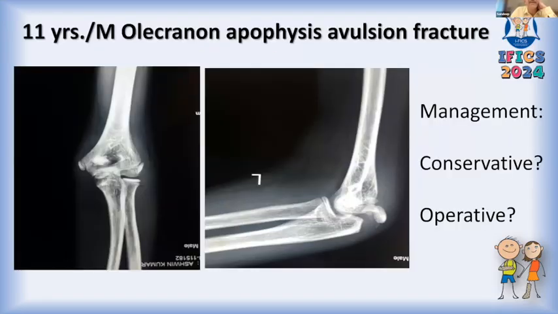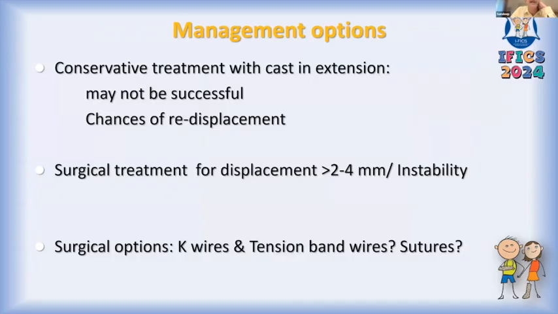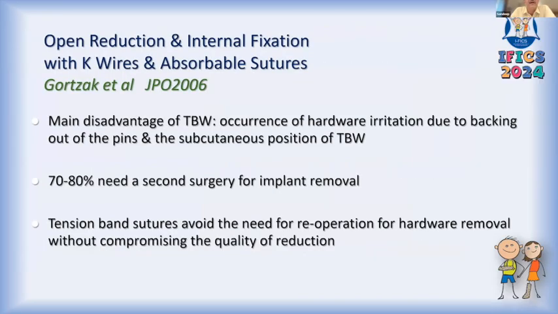This is an older child with an olecranon apophyseal avulsion fracture with an elbow instability. Again, with the apophyseal avulsion of the olecranon, conservative treatment may not be successful, especially in older children with significant chances of redisplacement. Options are open reduction with tension band wiring, but we prefer to use a Vicryl suture rather than a stainless steel wire when we do a tension band, to prevent injury. And it's much easier to remove the K wires when there is no stainless steel or hard wire to remove.